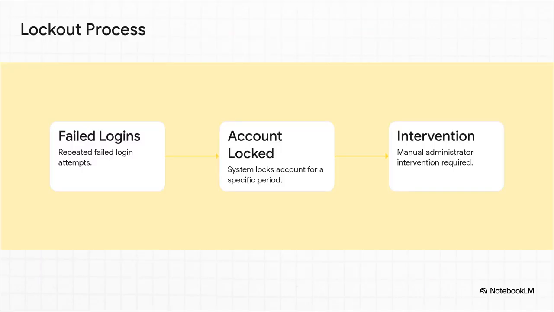Let's see how this builds chronologically. First, an anomaly happens, specifically repeated failed login attempts against a single account. Second, the system's security policies kick in, locking the account for a specific period to halt those attempts in their tracks. And third, depending on how strict your security posture actually is, it might require manual administrator intervention to verify the user's identity and get that account unlocked.